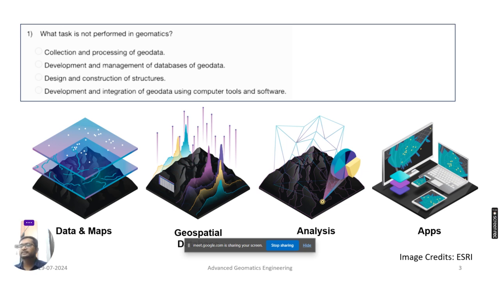As you can see here in the figure, whenever we talk about geomatics engineering or geospatial engineering, first we have data and maps. We have so many data sets and those data are related to the earth. We call that data geospatial data, which has spatial information associated with it. That's why we can pinpoint any data set using latitude and longitude.